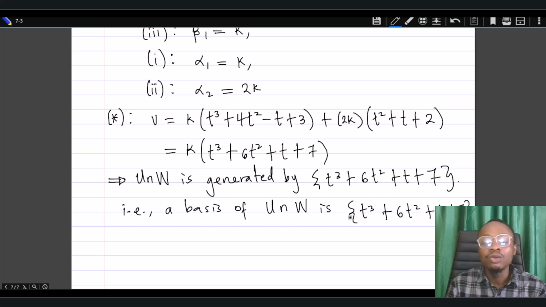Okay, so with this, we are good to go. We now have a basis of U intersection W. How do we know this is a basis? Every vector in U intersection W, as you have now seen, can be written as a scalar multiple of this singular vector. If it were that we had maybe another, k1 and k2, then we would write the result here as a linear combination of k1 and k2.